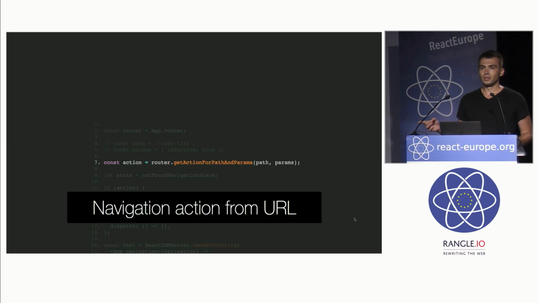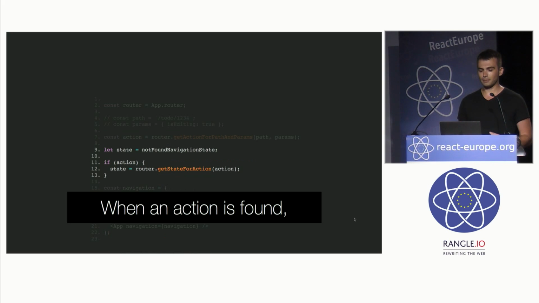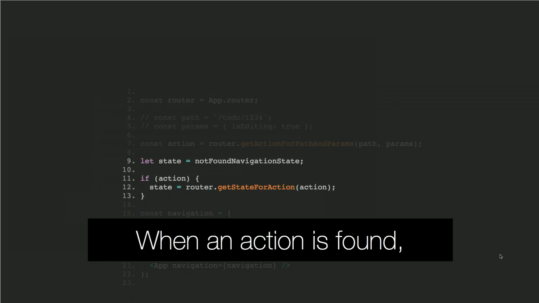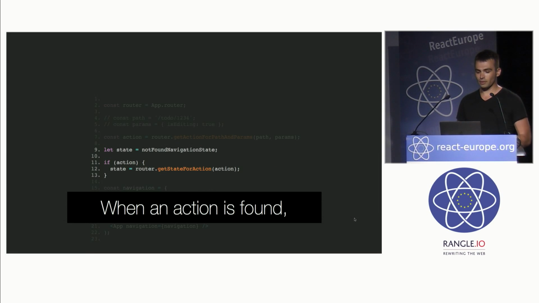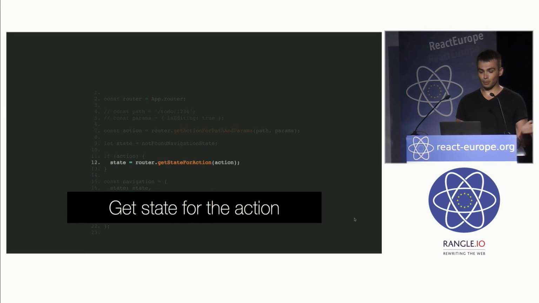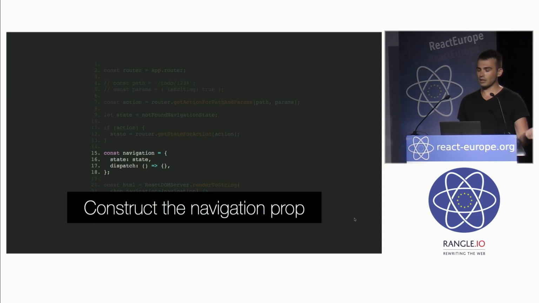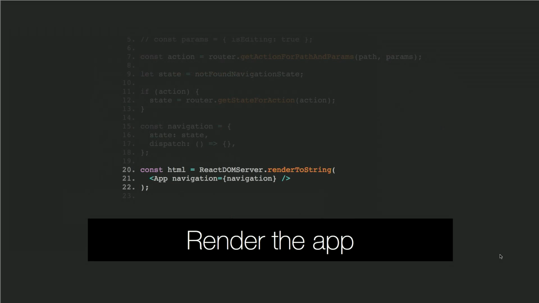Now, it's possible that the navigation action is empty because the path and params were malformed. So we're going to need to prepare a backup state in the case where the navigation action is missing. But if there is a navigation action, we can run getStateForAction on our router. And finally, we've got our navigation state. It's ready to go. We can prepare our navigation prop with a navigation state. And because this is server rendering, we don't quite care about handling the dispatch of more navigation actions. We're just going to let those waste away. But now we've got our navigation prop, and we can render our application just as we would otherwise.